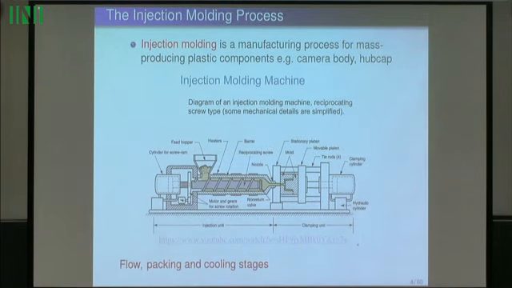Okay, so injection molding, this is a diagram of what happens. You put plastic pellets into this hopper here. The screw here turns and it moves the pellets forward, and the friction of moving the pellets together with the heaters on the outside here melts the plastic. It accumulates at the front here. When there's enough accumulated, this screw acts like a plunger, and it pushes the molten plastic into the mold here. So that's the flow stage.